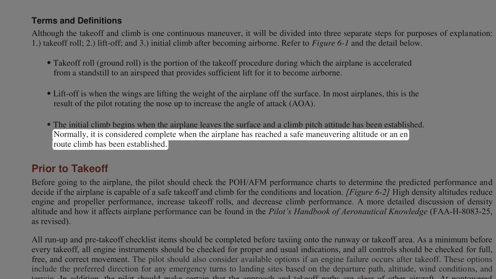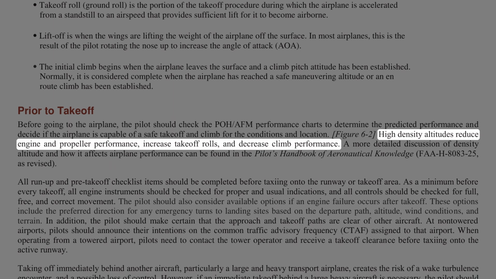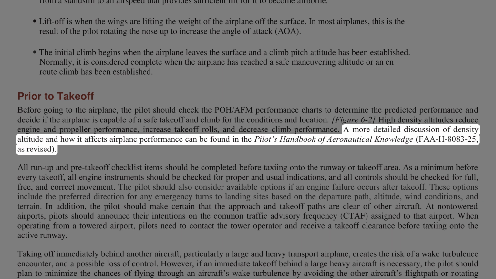been established. Prior to takeoff, before going to the airplane, the pilot should check the POH/AFM performance charts to determine the predicted performance and decide if the airplane is capable of a safe takeoff and climb for the conditions and location. High-density altitudes reduce engine and propeller performance, increase takeoff rolls, and decrease climb performance. A more detailed discussion of density altitude and how it affects airplane performance can be found in the Pilot's Handbook of Aeronautical Knowledge, FAA-H-8083-25, as revised.